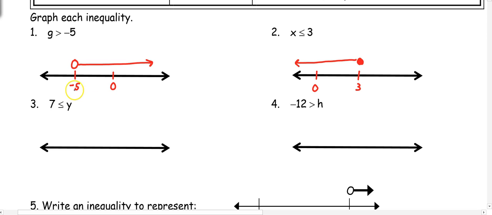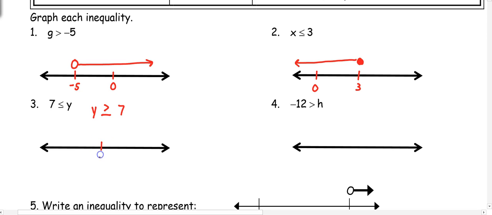Now, in 3 and 4, it gets a little bit trickier because our variable is not first. So in order to get the variable first, we're going to switch the variable and the number. And then we're going to switch the direction of the sign. So if the direction of the sign was to the left, now it's going to be to the right. So it's still pointing at the same thing it was before. It's still pointing at that 7 in this case.